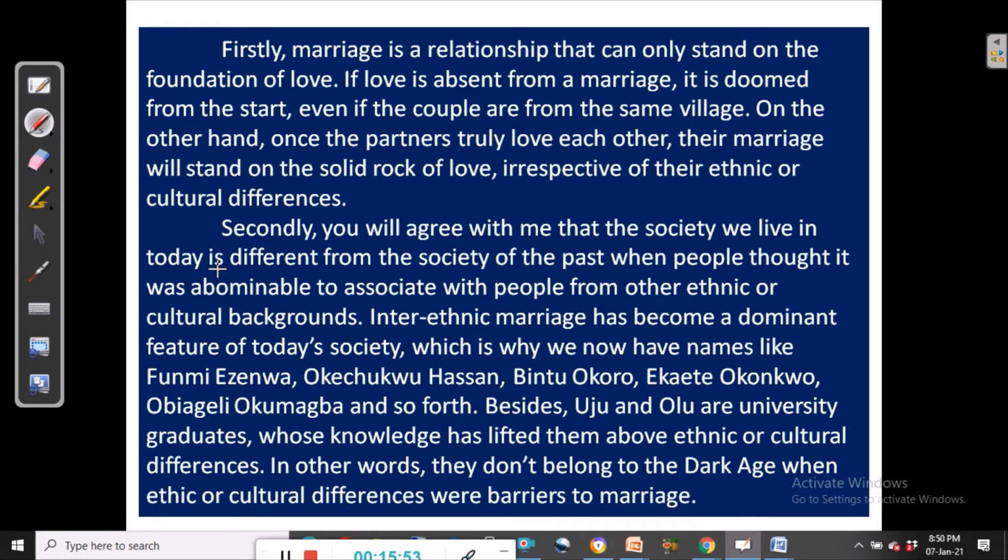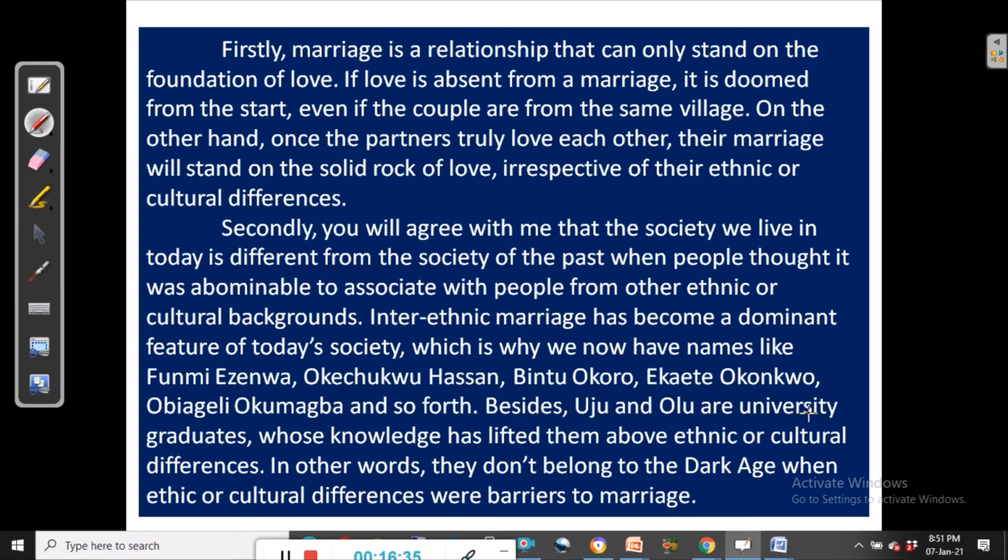You take the second point from your outline, and that's what we are doing here right away. Secondly, you will agree with me that the society we live in today is different from the society of the past, when people thought it was abominable to associate with people from other ethnic or cultural backgrounds. Inter-ethnic marriage has become a dominant feature of today's society, which is why we now have names like Fumi Ezenwa, Okechukwu Hassan, Bintu Okoro, Ekaite Okonkwo, Obiageli Okumagba, and so forth.